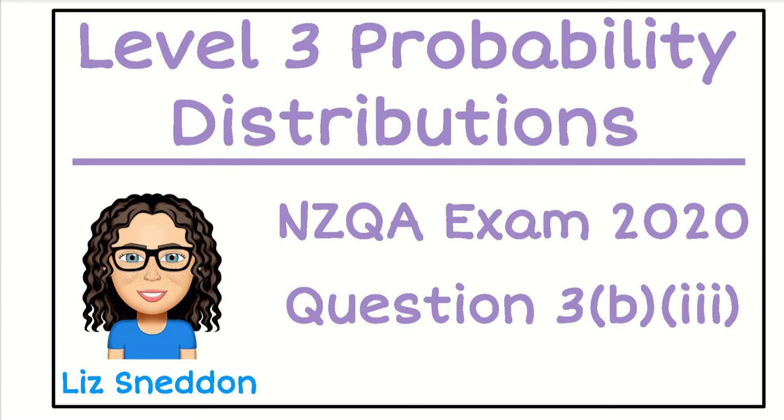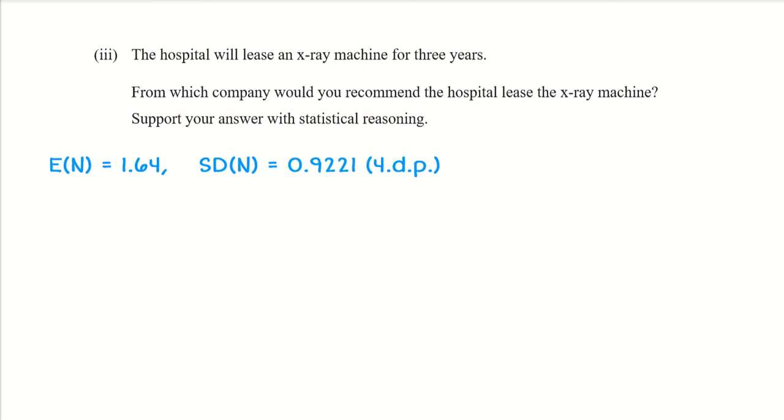Let's have a look at the answer to question 3b, part 3. So here is our information. We want to come up with a recommendation of which company to suggest to the hospital. We've got the information about our expected value, the expected number of repairs and the standard deviation of the number of repairs. And in the previous question, we also found our two equations.